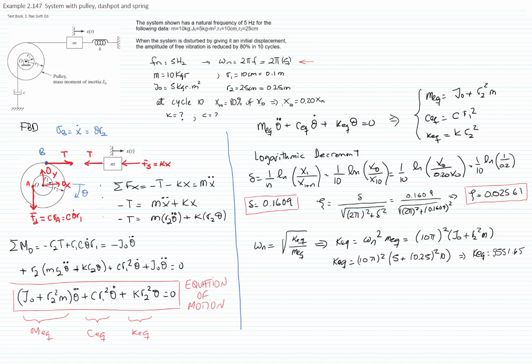I can divide that by R2 squared and I get the value for the constant of the spring. The constant of the spring is equal to 88826.44 newtons per meter.